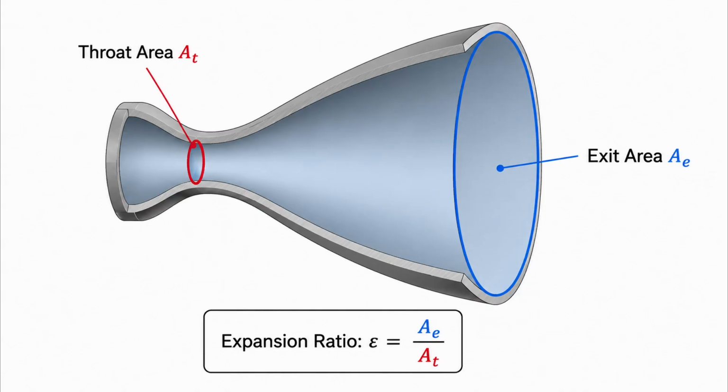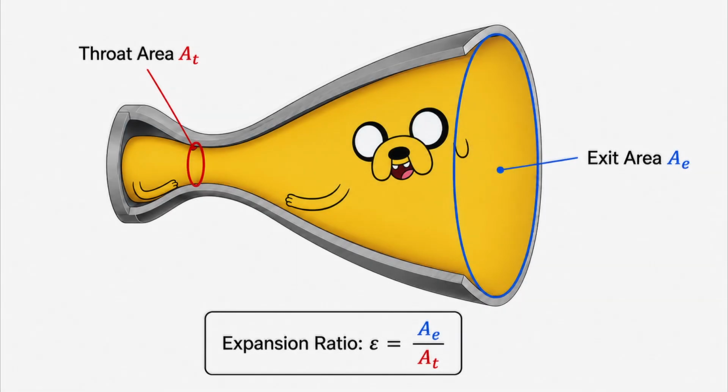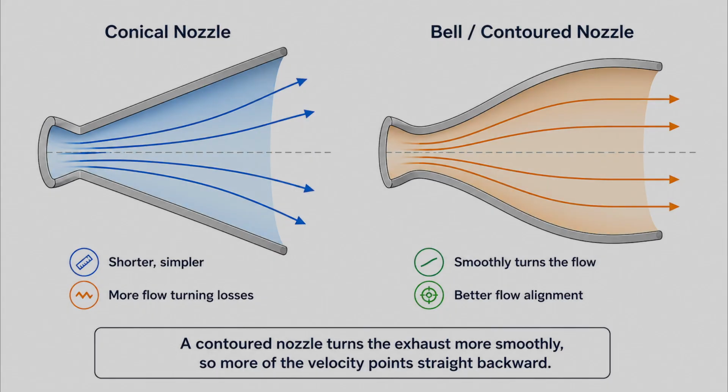The exit pressure depends on the ratio between the exit area and throat area, commonly called the expansion ratio. A bigger ratio lets the gas expand more, lowering its pressure and increasing its speed. The nozzle is curved instead of a straight cone, so it can turn the flow smoothly and keep it moving backward. Generally, a longer nozzle is more efficient at converting the exhaust velocity into thrust, but heavier.